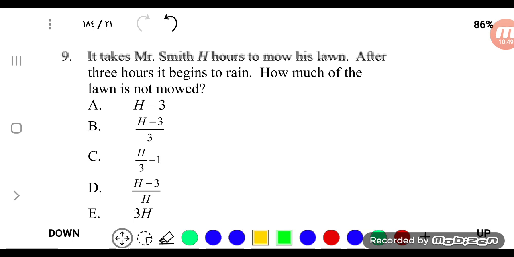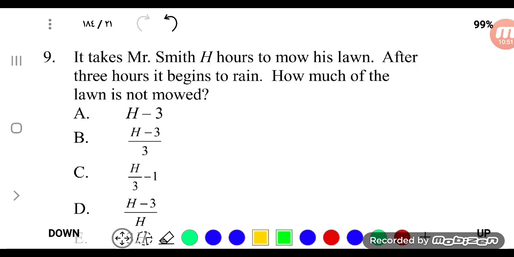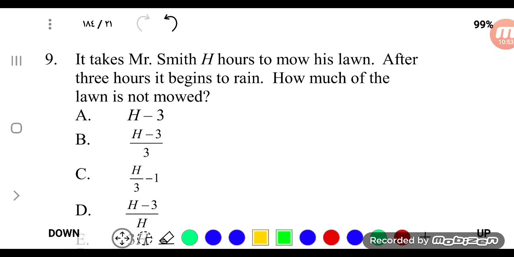See now question number 9. It takes Mr. Smith 8 hours to mow his lawn. After 3 hours it begins to rain. How much of the lawn is not mowed?